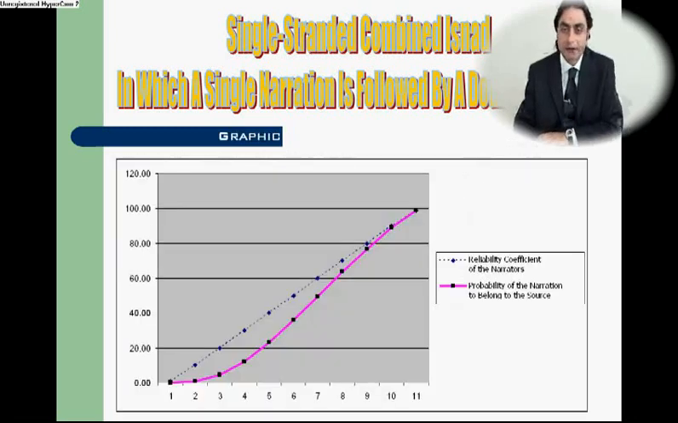It is seen that the curve indicating the probability that the narration belongs to the source to which it is attributed has significantly improved compared to the preceding type of isnad, and it has come close to the straight line indicating the reliability coefficient of narrators. This improvement is more significant in particular in cases where the reliability coefficient of narrators reaches a level above 60%.